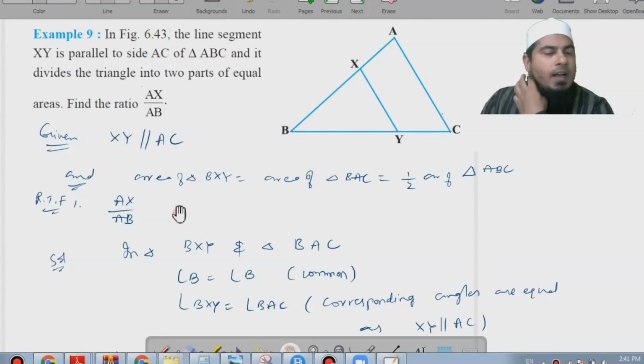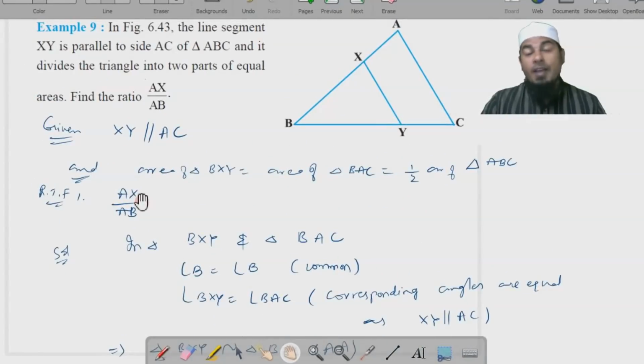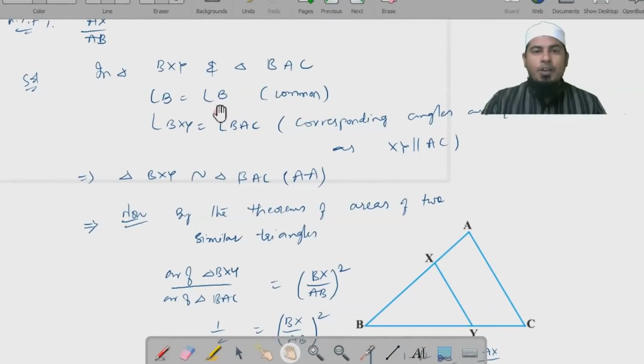Given XY is parallel to AC and the area of triangle BXY equals the area of AXYC, the second part. So it is equal to half of the BAC area, and if we write the area of BXY by the area of triangle ABC, we get the ratio 1/2. Now we need to find the value of AX by AB. In triangle BXY and triangle BAC, these two triangles are similar because angle B is common and angle BXY is equal to angle BAC, as the two lines are parallel and corresponding angles are equal. So the triangles are similar by the AA similarity criterion.